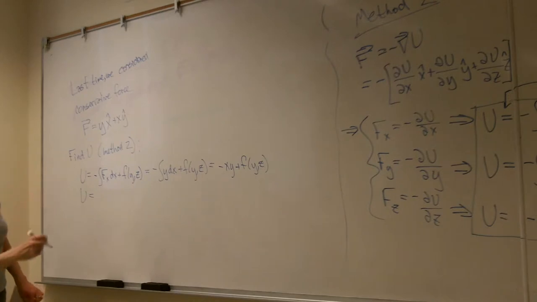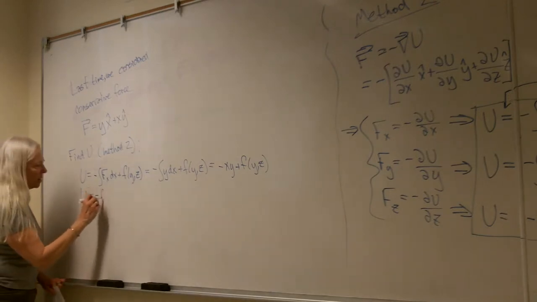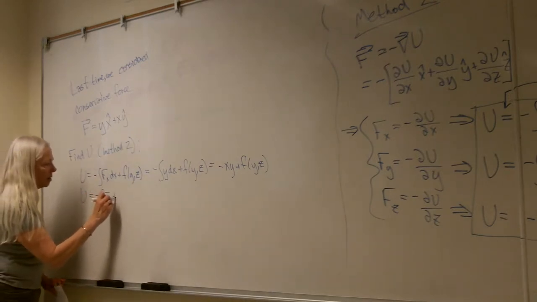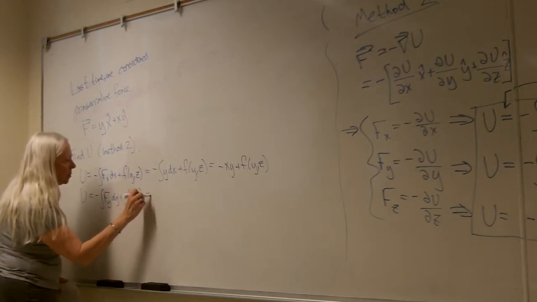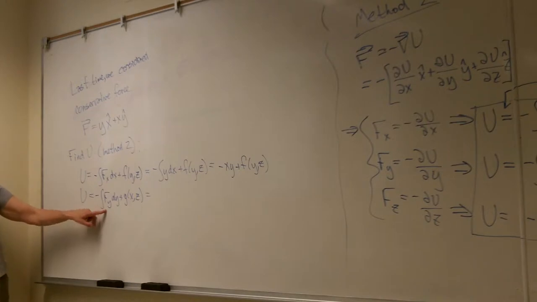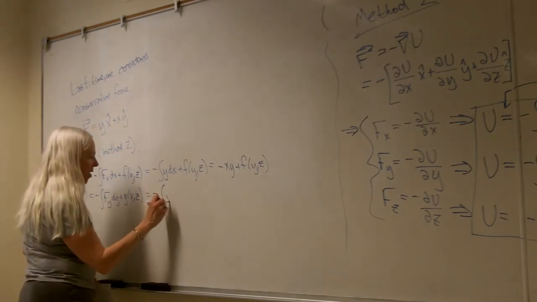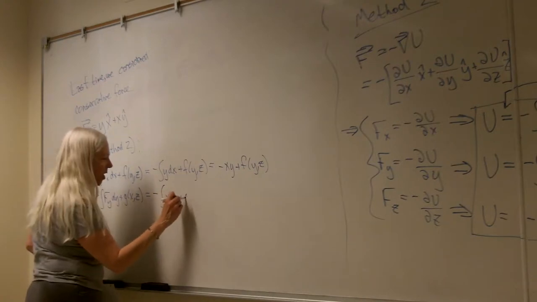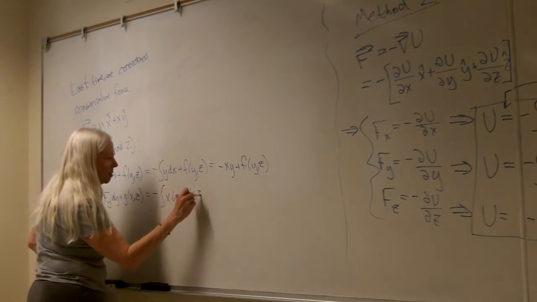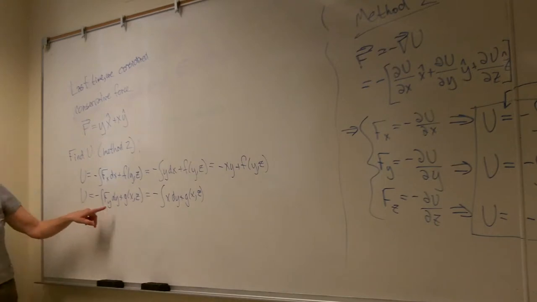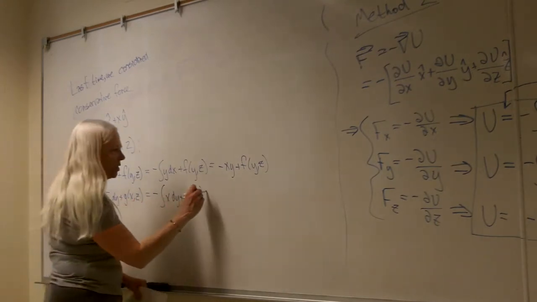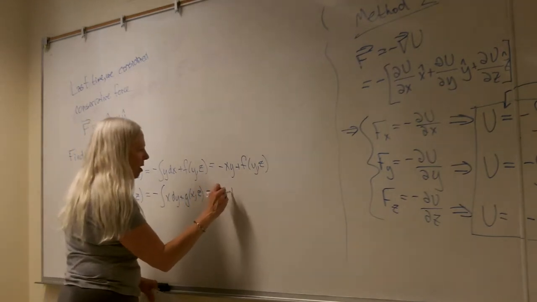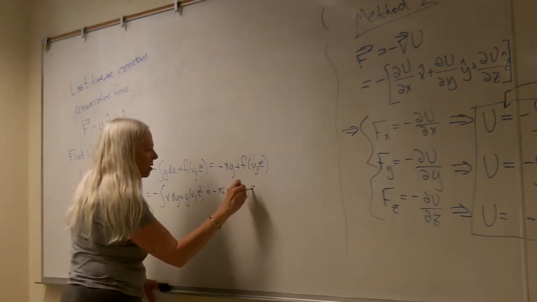The second one of those equations says U is minus the integral of F sub y dy plus g of x and z. F sub y is equal to x, so this is minus the integral of x dy plus g of x and z. Remember, we treat x as a constant when we do this integral. We're integrating with respect to y, so this gives us minus xy plus g of x and z.